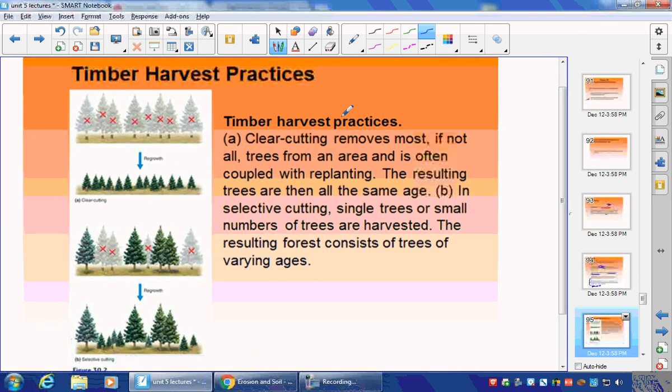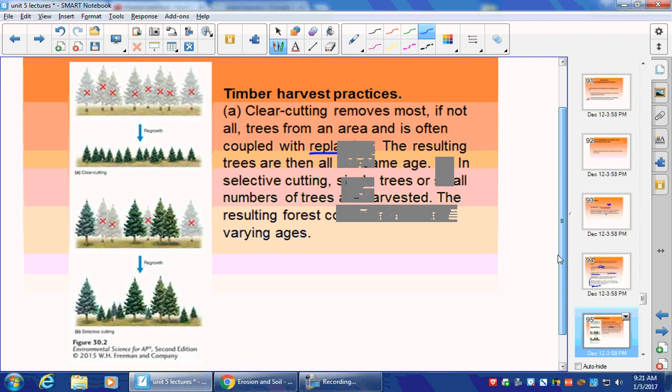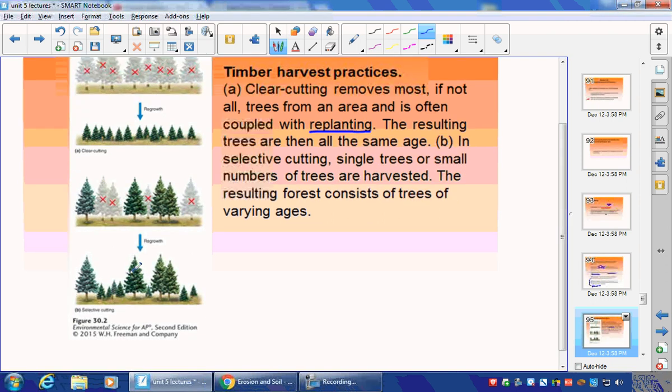Okay, there we go. Clear cutting removes all the trees from the area, usually coupled with replanting. Okay, there it is. The resulting trees are often the same age. Selective cutting: single trees or small numbers of trees are harvested. The resulting forest consists of trees of varying ages. You do want trees of varying ages in the forest.